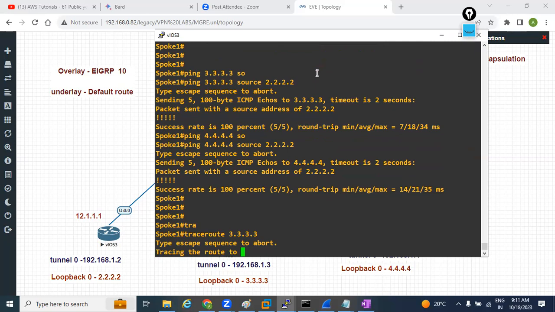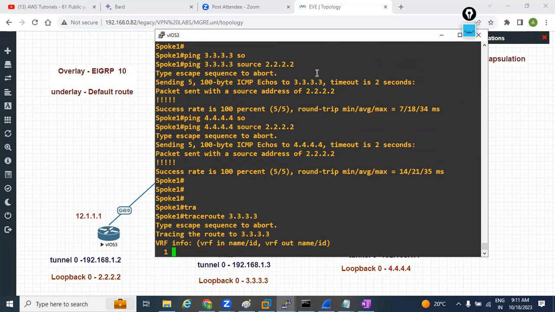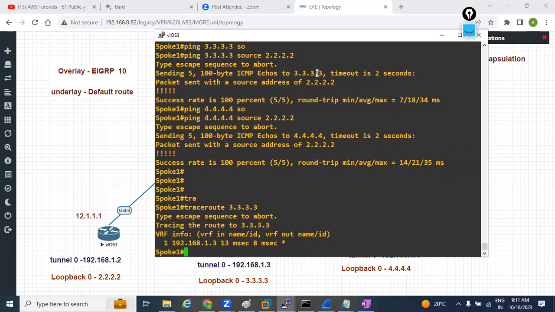Okay, so this concept is known as phase 2. But in phase 2 we have one disadvantage: summarization of the network is not possible here. What is not possible? Network summarization.